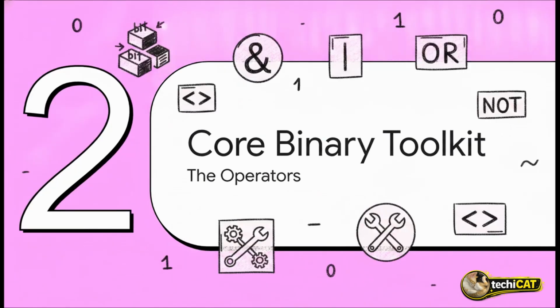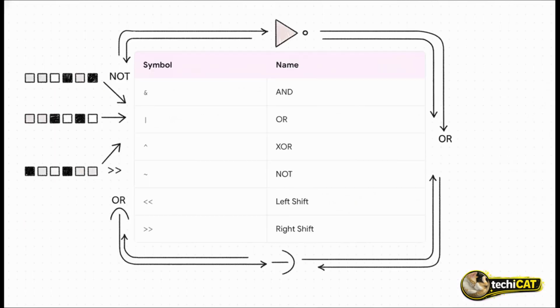Moving to Section 2, the core binary toolkit and its operators. Think of this as your fundamental binary cheat sheet. We've got AND, OR, XOR, NOT, and your left and right shifts. We use these specific operators to manipulate bits directly, which means we bypass standard math entirely. So instead of dividing by 2, you just shift a bit to the right. Instead of adding, maybe you use an OR operator. Mastering these symbols is basically your VIP pass to writing that ultra-efficient O(1) code.